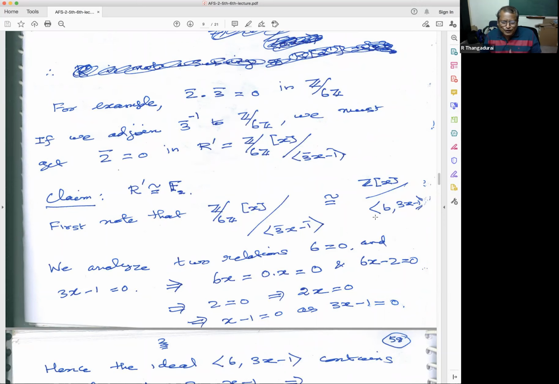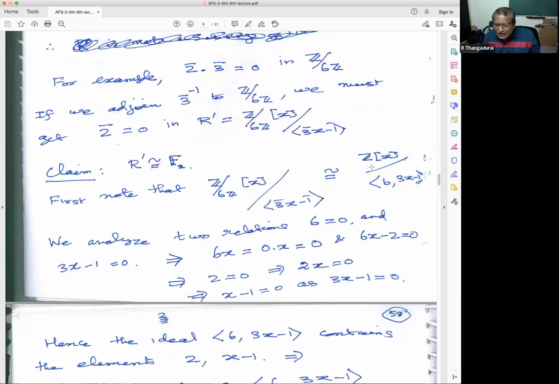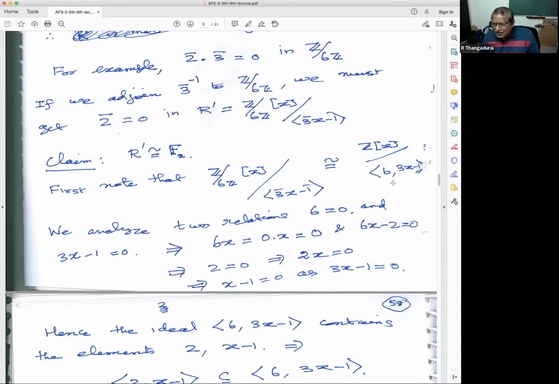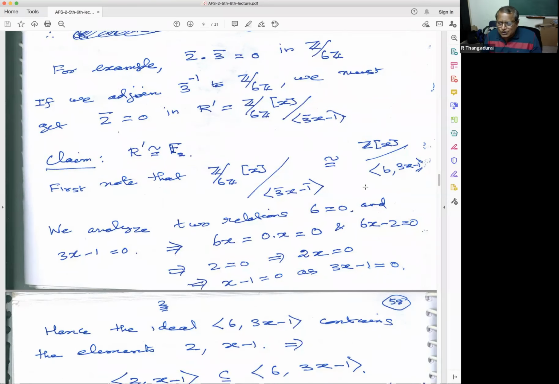This isomorphism will follow. In this, what are all the relations we have? We analyze the two relations. We are quotienting by the ideal generated by 6 and 3x minus 1. So 6 equals 0 first of all, and 3x minus 1 is also 0.